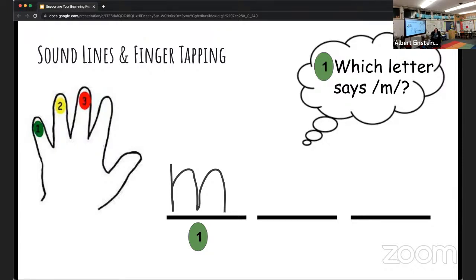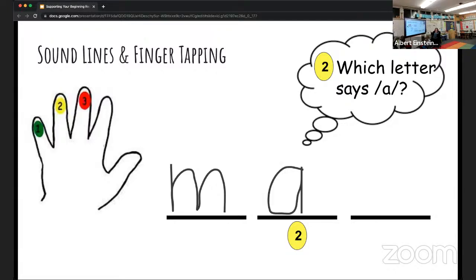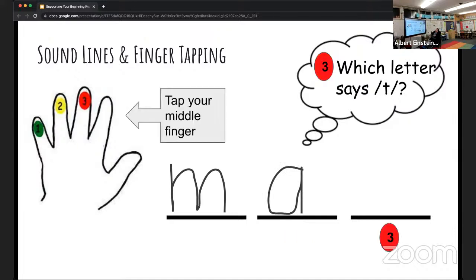So go ahead and go to the next one. They've got their M. Now they're saying, okay, mat. I'm spelling mat. So now I'm tapping my ring finger and I'm thinking, which letter says /a/? Go ahead and do the next one. So they write the letter A. Then they go to the next one.